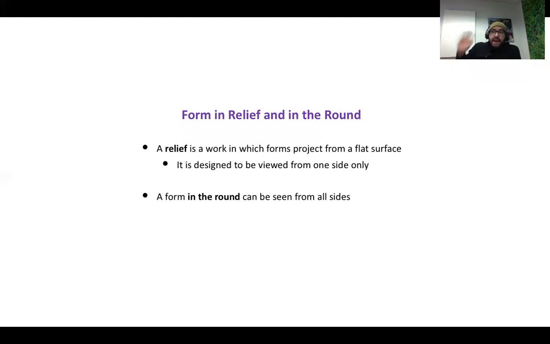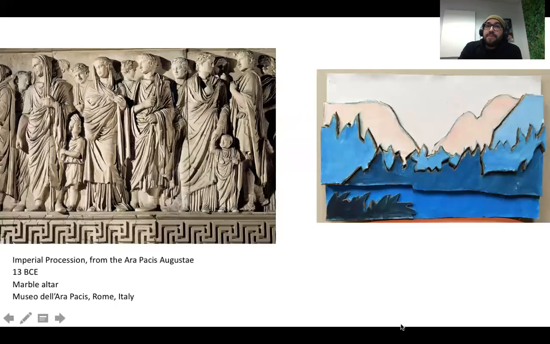Forms in relief combine aspects of two and three dimensional works of art. Reliefs can be mounted on the wall or other surfaces. And a form in the round can be viewed from all sides. So remember that when we're making works in this class. Here's a couple examples of a relief sculpture.